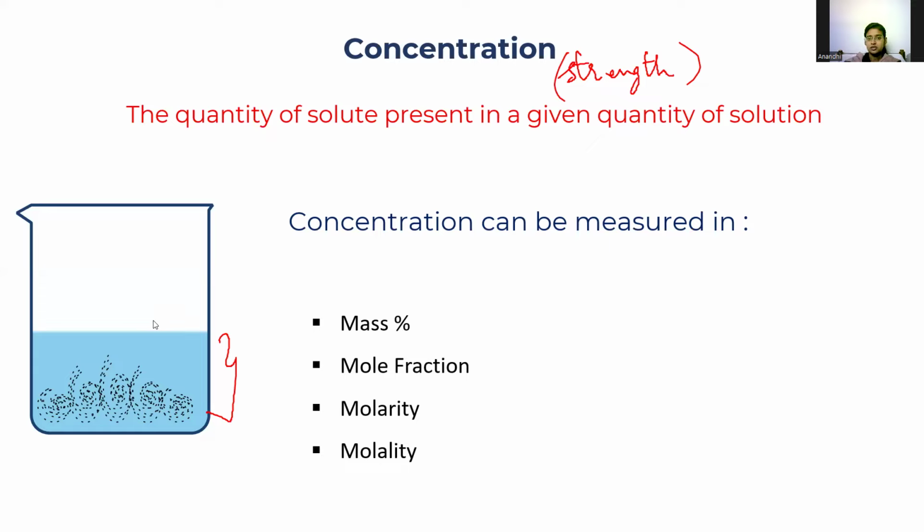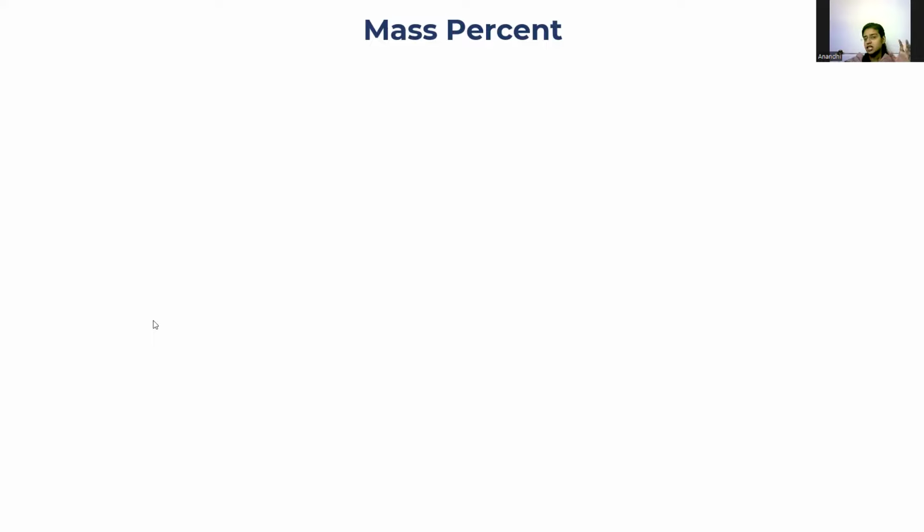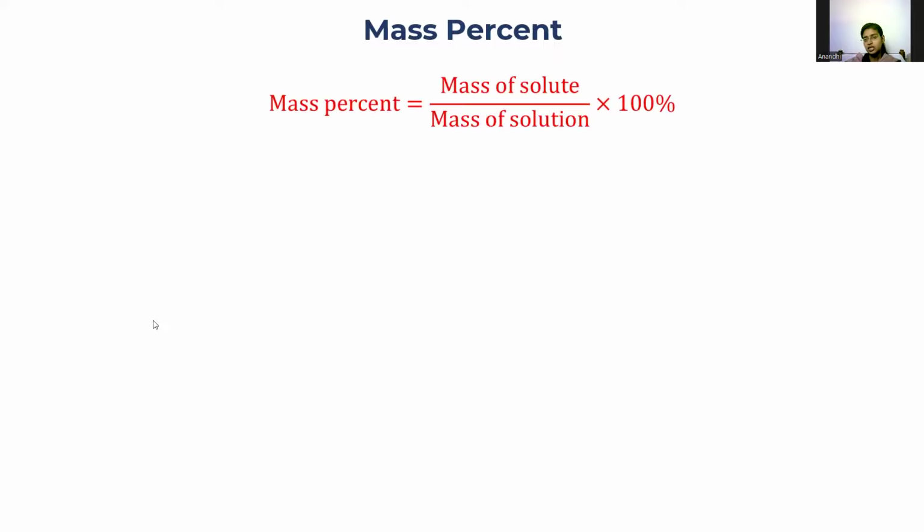Mass percentage. So what is this mass percent or mass percentage? First I'll give you the formula, then I'll explain it with some examples. Mass percent is equal to mass of solute divided by mass of solution into 100. This is a very important formula. You will be using it to solve all the numericals asked from this part.